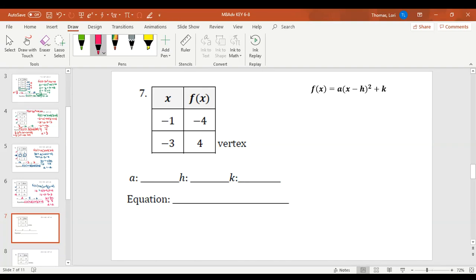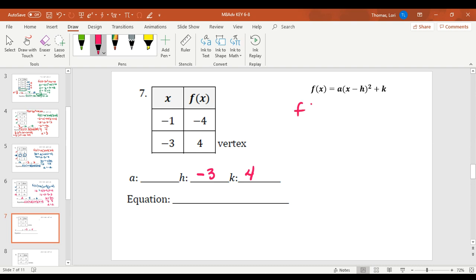Okay, so we've learned how to write a quadratic function in standard form, factored form, and now vertex form. So remember, it all depends on what you're given as to which of those three forms of equations you're going to use. So when you've been given the vertex and another point, then obviously you're going to use vertex form. So our h is -3 and our k is 4.